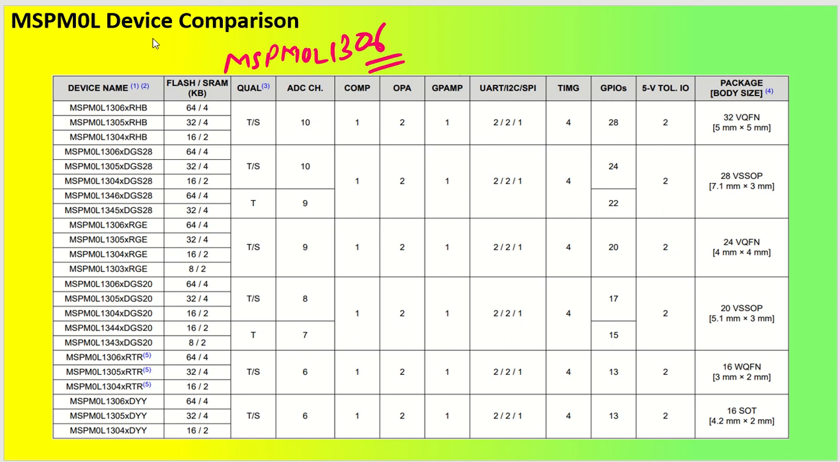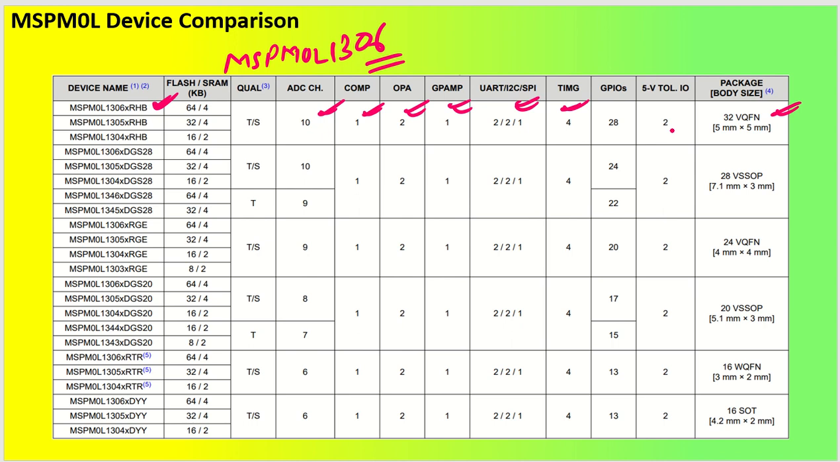all right, so we can see device comparisons. In this table, we have a lot of devices mentioned here. So we are going to see RHB, which is going to be a 32 pin VQFN. If you can see, we have ADC 10 channels, comparator 1, op-amp 2, general purpose amplifier 1, and UART, I2C and SPI as 2, 2 and 1. We have 4 timers, so they are going to be able to generate 4 into 2, that is 8 PWMs, because they will have complementary functions as well. We have up to 28 GPIOs, and we have 2 5-volt tolerant IO pins.